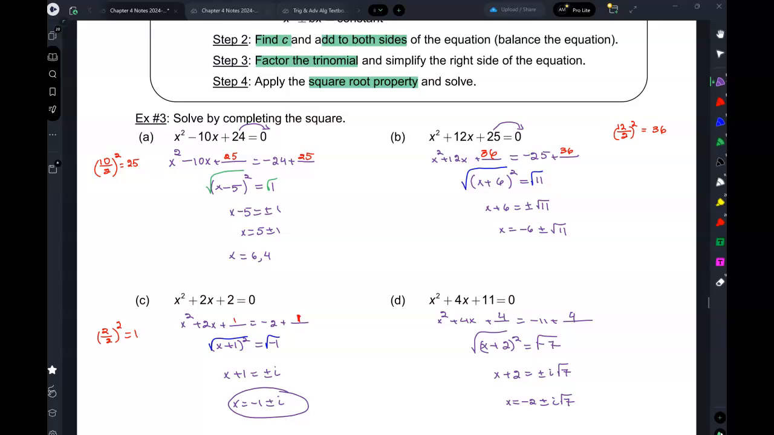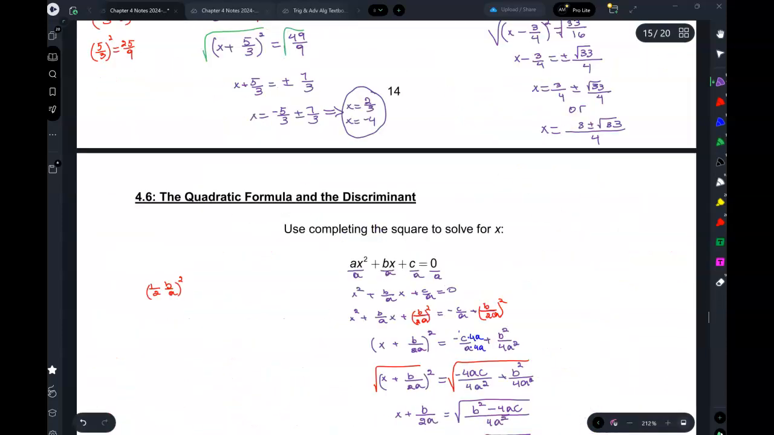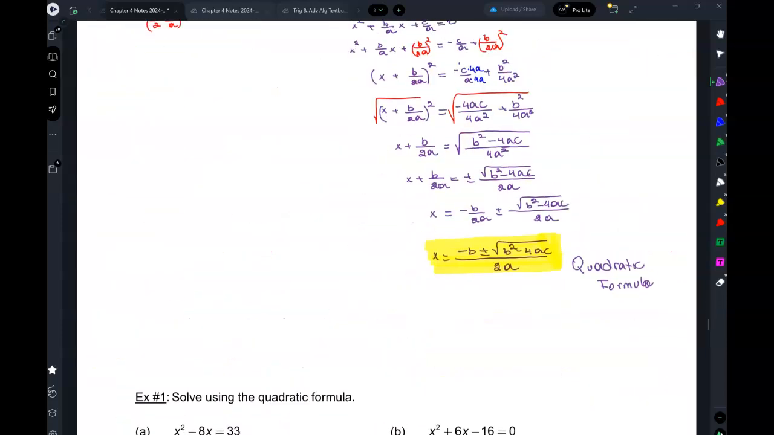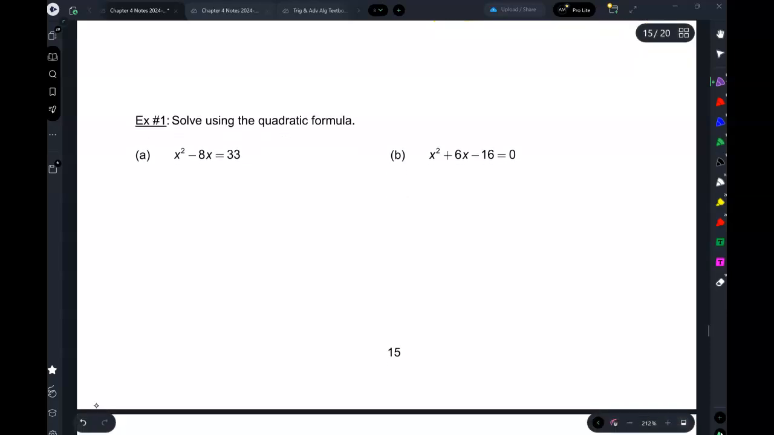So there is no more prime. You can always solve it by completing the square. And in the same way, because this comes from completing the square, you can apply the quadratic formula to any quadratic function on the planet and solve using this. All right, so let's solve these using the quadratic formula. If it says using the quadratic formula, I'm looking for the quadratic formula.